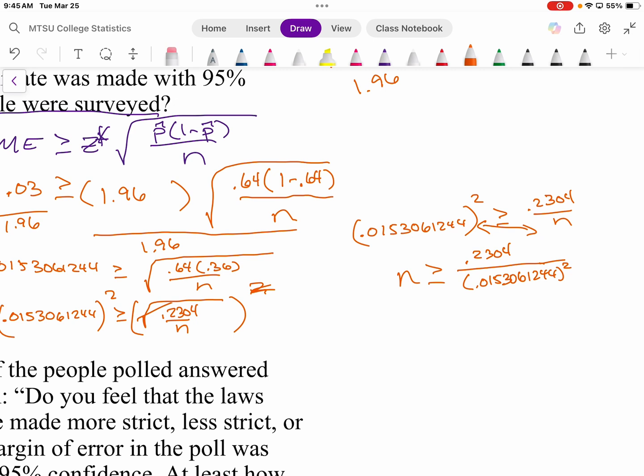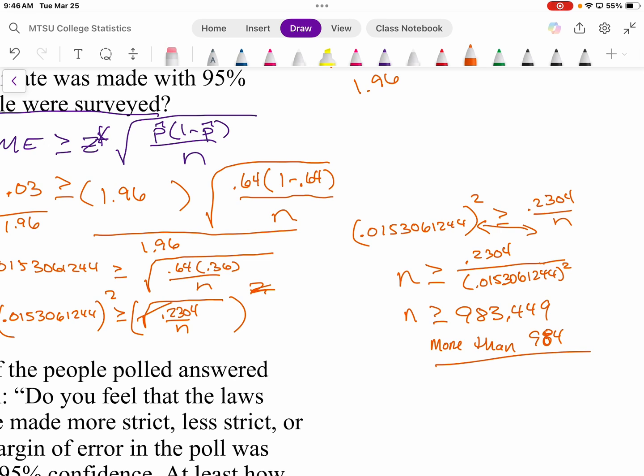So I'm going to take on my calculator 0.2304, divide it by that big long decimal, which is in my calculator, so I can actually go up to it, hit enter, and tell it to square it. When I get done executing that, I get n is greater than 983.449. So I have to say more than 984. So they have to survey more than 984 people.